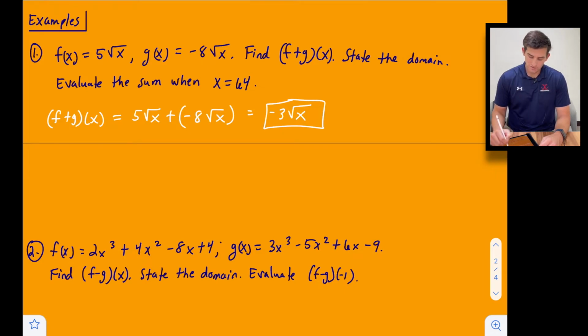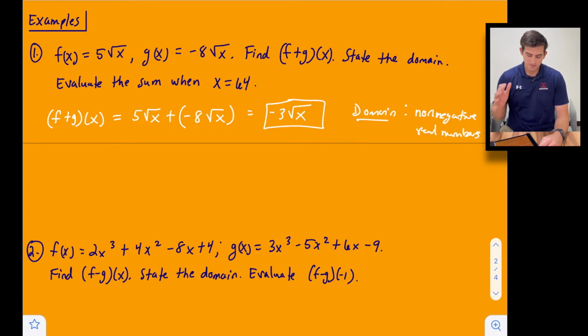Now let's talk about the domain. Our two original functions, f and g, were radical or square root functions. If we think about the graph, it's going to go up to the right, so it's only going to include non-negative real numbers. Non-negative real numbers would be our domain.